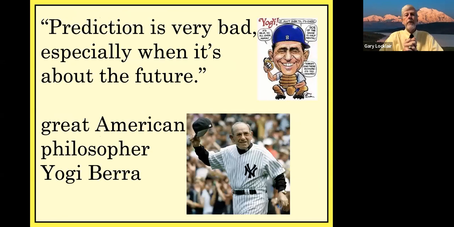If you're not familiar with Yogi Berra, catcher for the New York Yankees, they're the ones that wear pinstripes, also known as a great American philosopher. He had all these sayings, these yogi-isms. And this one is apropos: Prediction is very bad, especially when it's about the future. He also had, it's deja vu all over again, and it's not over until it's over. Okay, all right. Prediction is very bad, especially when it's about the future.